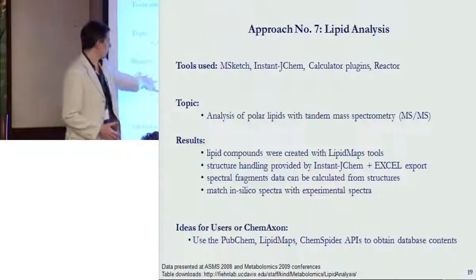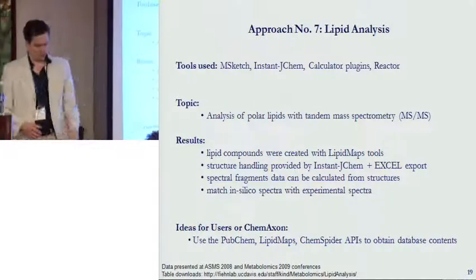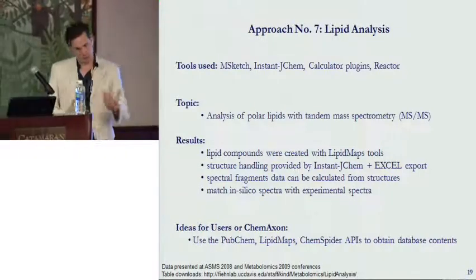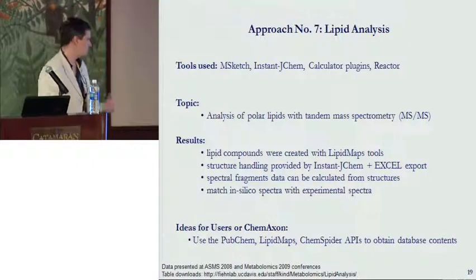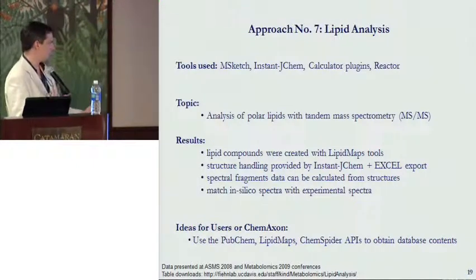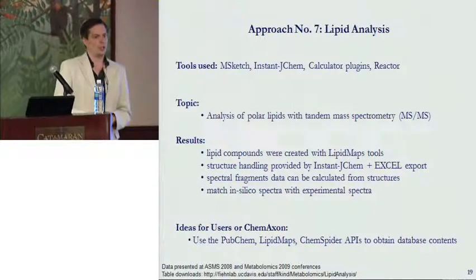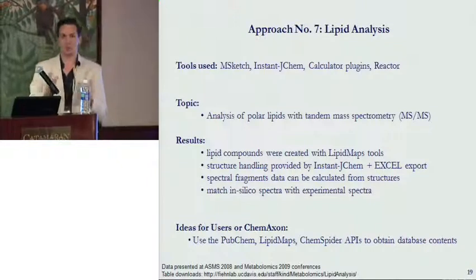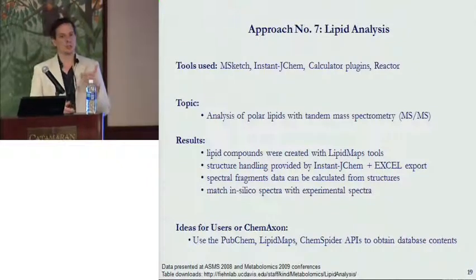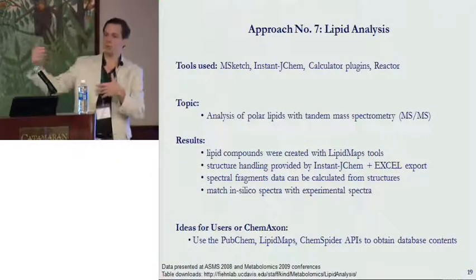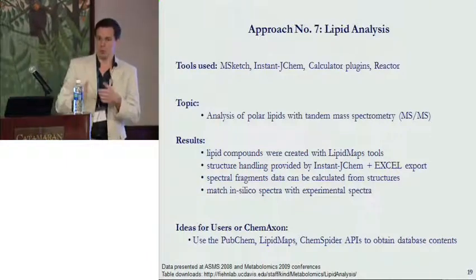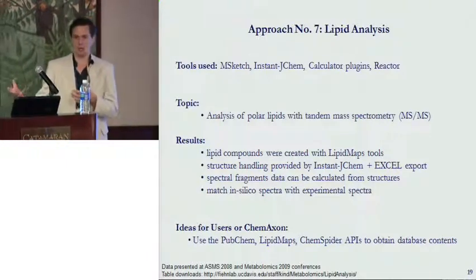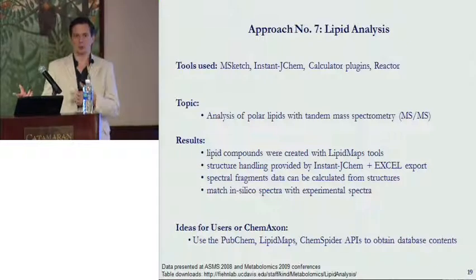So what we did, we created structure libraries with the structures we got from Lipid Maps, and tried to do something useful with them by basically taking the structure, creating virtual in-silico mass spectra, and then taking those in-silico mass spectra and matching them against experimental spectra. Because with our mass spectrometers, we already have experimental spectra, but we don't know what those are.